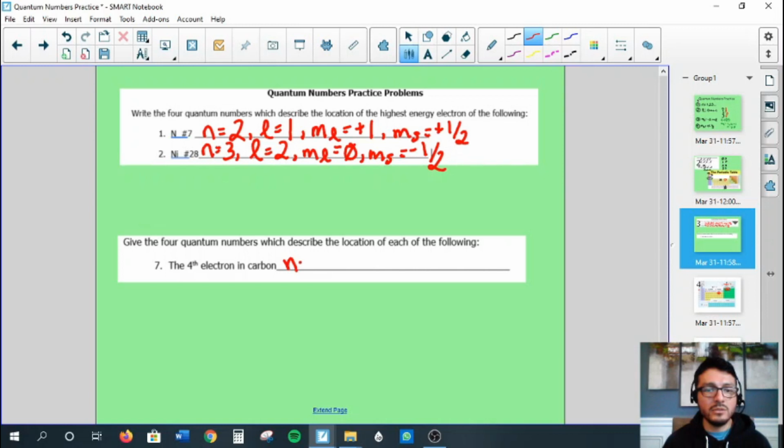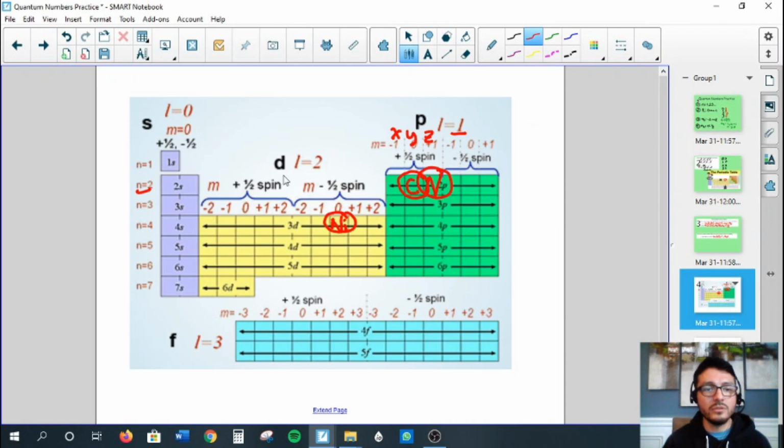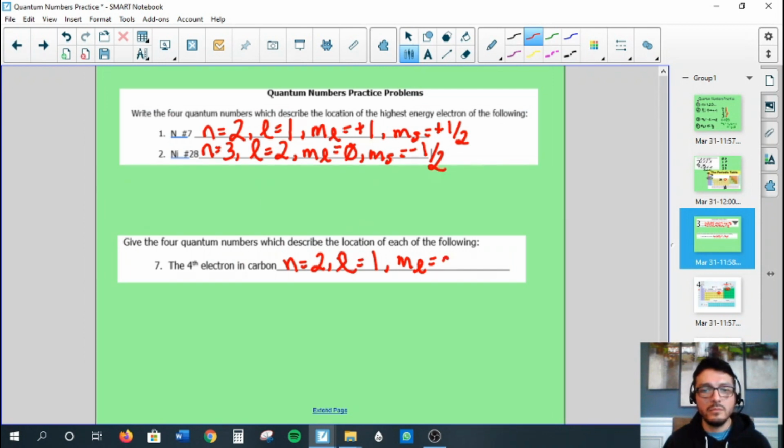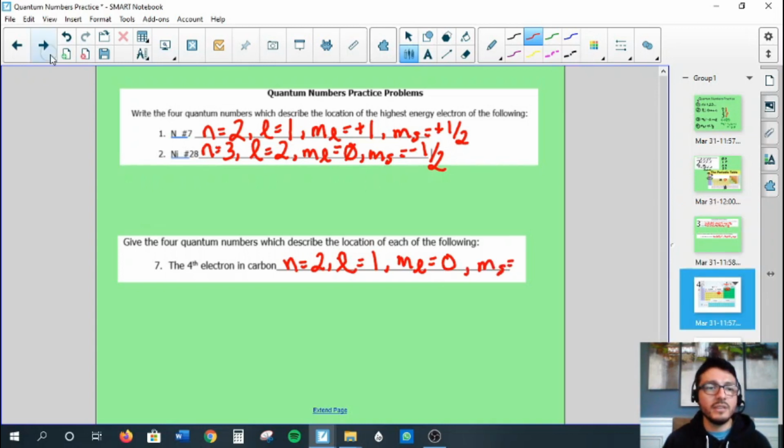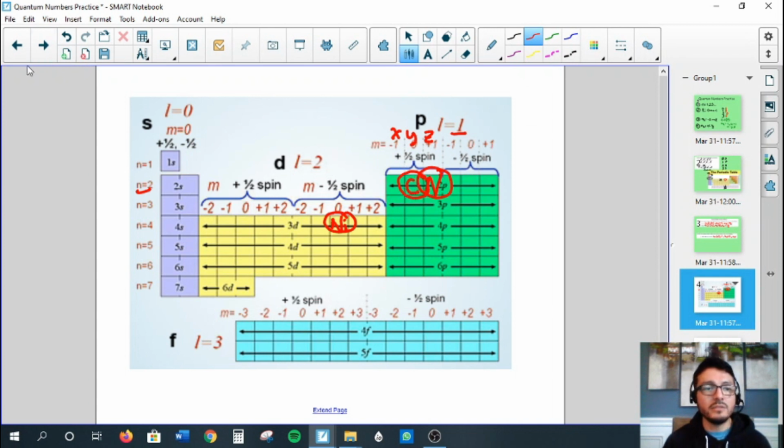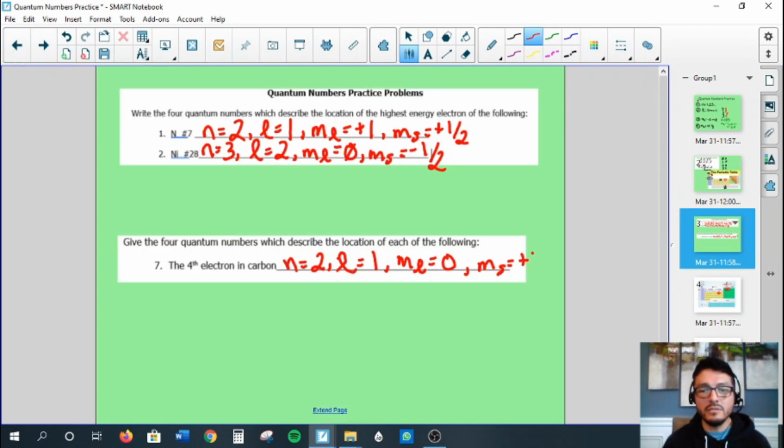So N is equal to 2, L referring to the p orbital, which is 1. ML refers to the orientation of the 4th electron, that's 1, 2, 3, 4, that's a 0, which actually we know to be the Y orientation, right? Last, MS is in the first or second half. It is in the first half, so it's positive half. Positive half. And you're done.